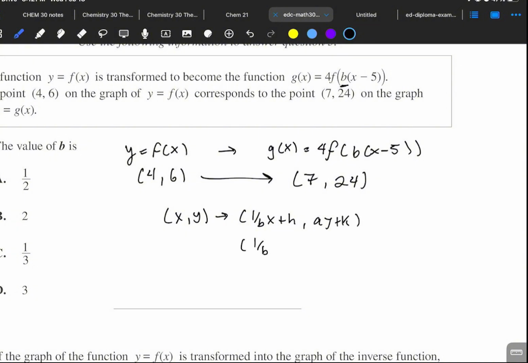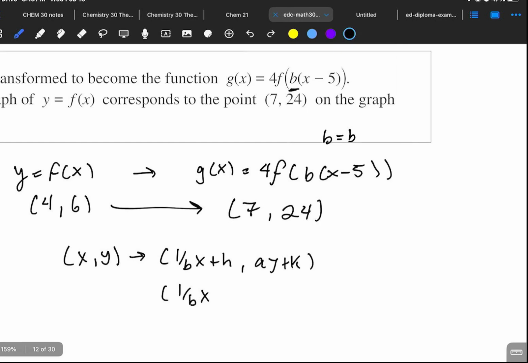1/2 of b is just b. Since b is equal to b right now, we don't know what b is. x is unknown as well for now. And our horizontal translation would just be h. So I just want to identify all these variables on my transformations right now.